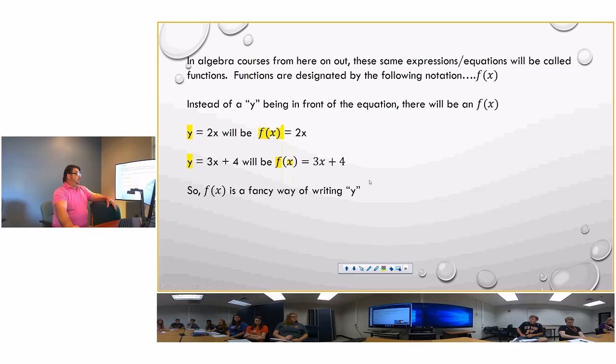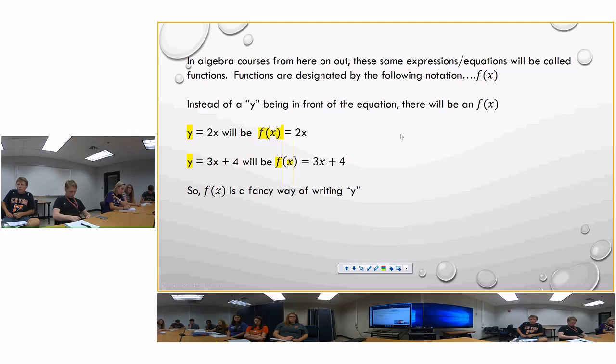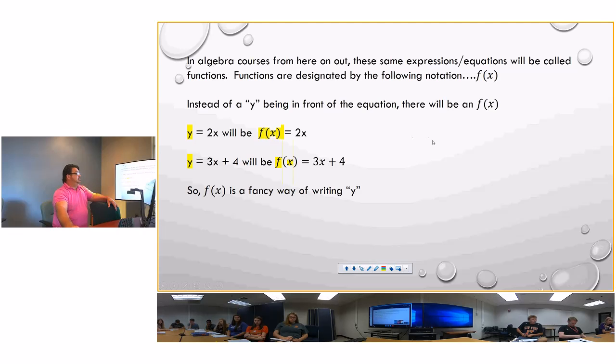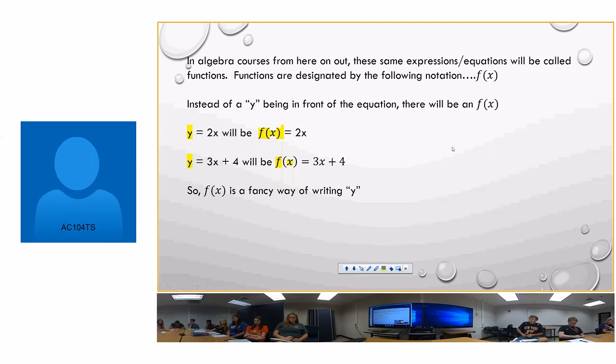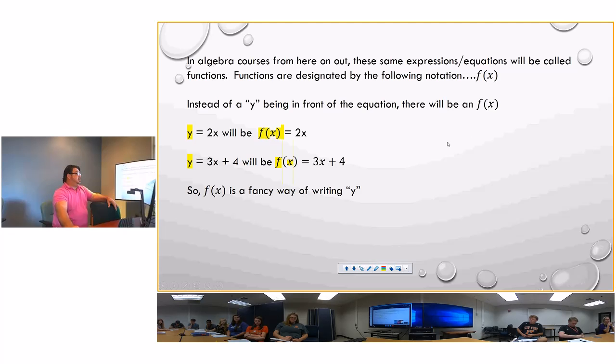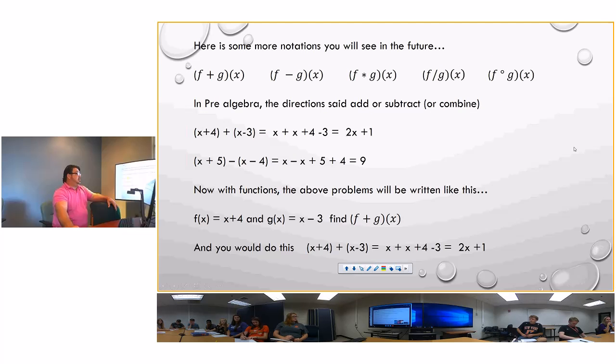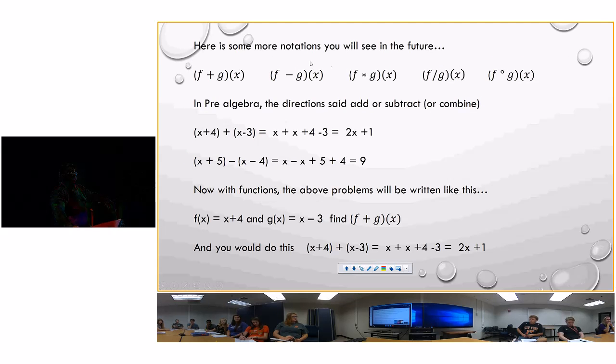So f of x is a fancy way of writing what? Y. How many times have you heard that? Oh, a good bit, probably. And you're not supposed to say that because some mathematicians will go into cardioinfarction if you say that, but it's the truth. And you can't write things the way you used to write them. You have to write f plus g of x, f minus g of x, f times g of x, f divided by g of x, and f composed of g of x.